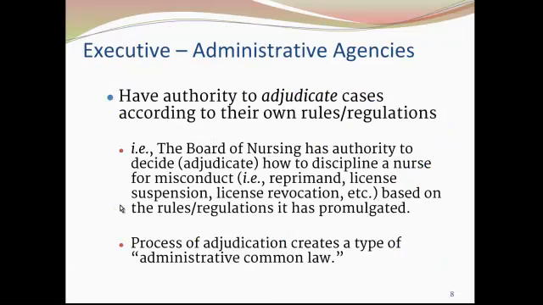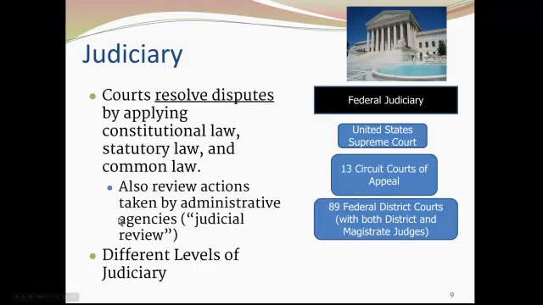Once an administrative agency has created its administrative rules, it has the authority to adjudicate cases based on its own rules and regulations. So here's an example. The Board of Nursing has authority to decide or adjudicate how to discipline a nurse for misconduct. And that could be a reprimand, license suspension, license revocation, and so forth, based on its own rules or regulations that it has promulgated. And the process of adjudication creates a type of administrative common law. And then the agency may look back to prior cases to see how they were decided in adjudicating a present case.